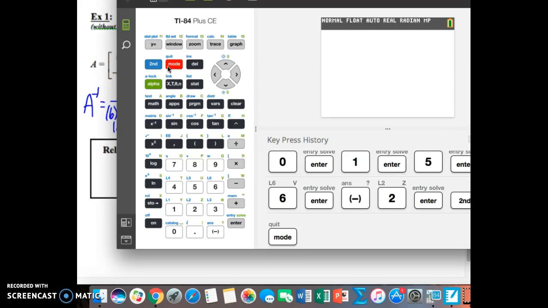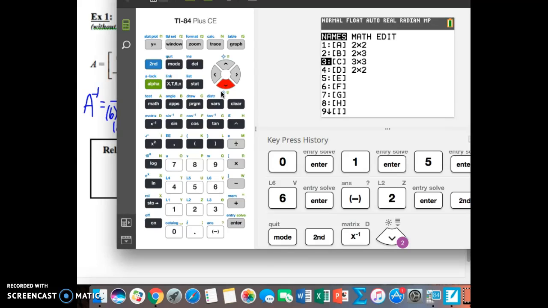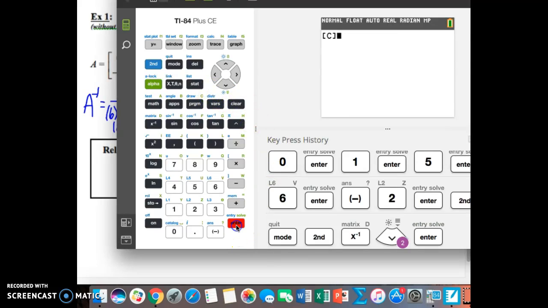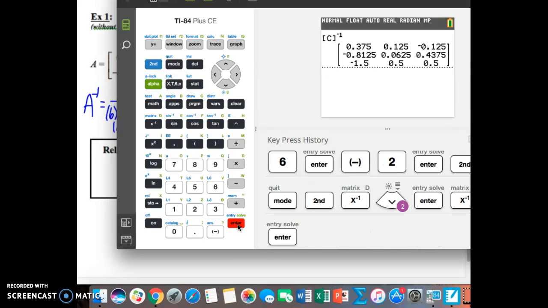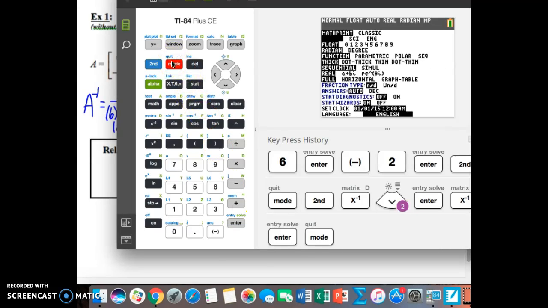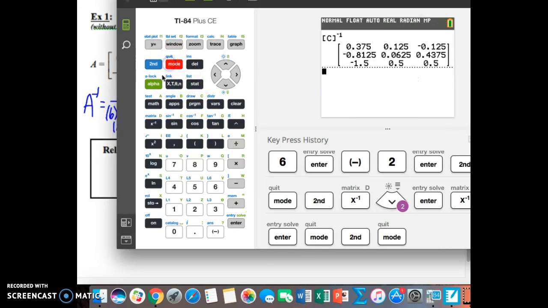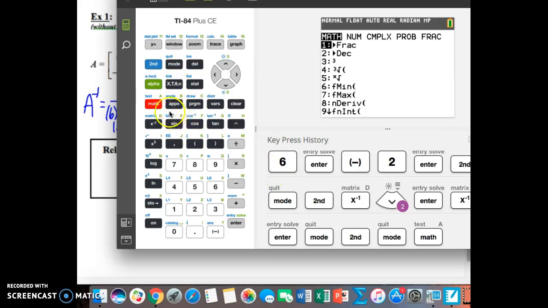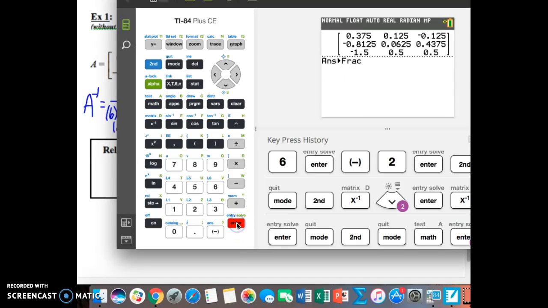And now to find the inverse, we will go to second matrix, go down to the 3 where it says matrix C, click enter, and then click the inverse function. Once we have this, we can click enter, and it shoots out our matrix. If we want these to be in fractions, we can go to math and go to fraction, which is just the first one, and it will shoot us out a matrix in fractions.